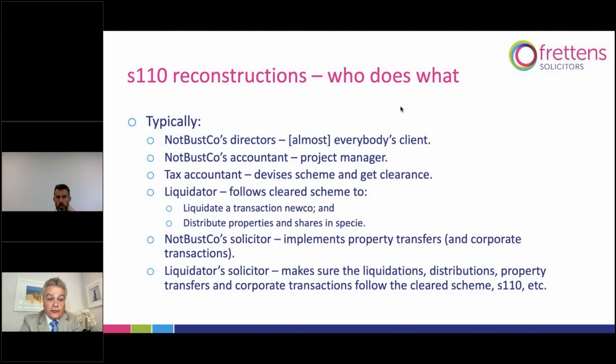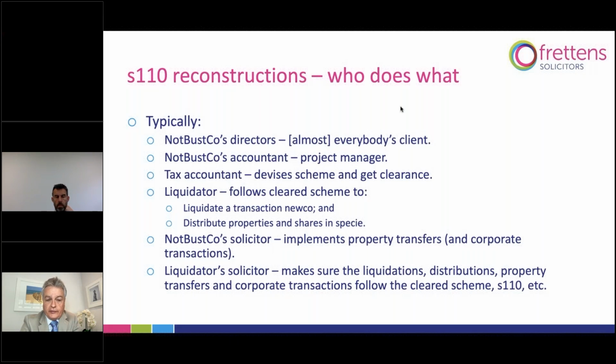Which again follows on quite neatly to your job as a liquidator, which is to follow the scheme as it has been cleared, to basically just do 2 main pieces of work. The first one is to liquidate the right company, and the second one is to distribute the right properties and shares in specie to the right people in accordance with the transaction. The third part of your job, which is the hardest part of this, is to keep everybody happy in terms of how much it's going to cost and the timetable for all of this.